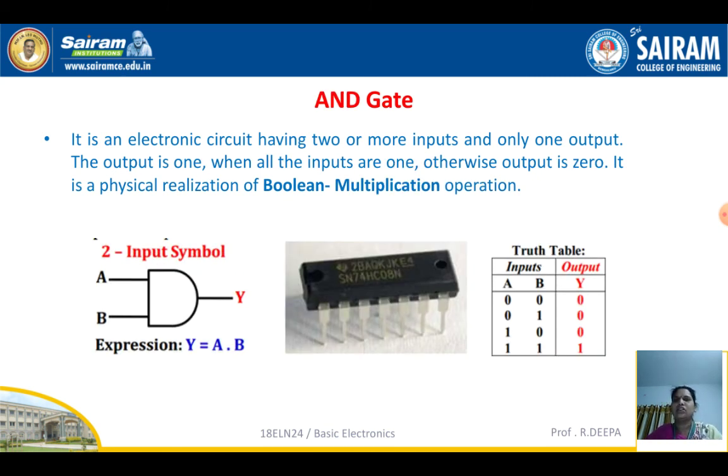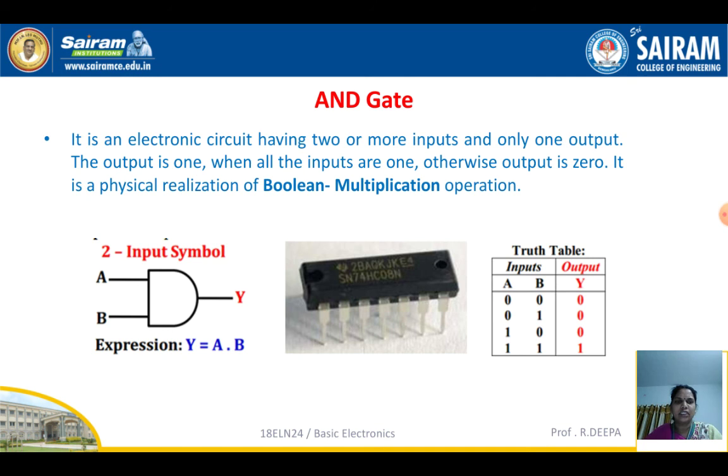AND gate. It is again an electronic circuit having two or more inputs and only one output. It is going to physically perform the multiplication operation, and the logical symbol is given. Inputs are A and B and output is Y, and the expression is, as I told, multiplication. So Y is equal to A into B. You can observe the output is 1 only when all the inputs are 1, otherwise it is going to be 0.